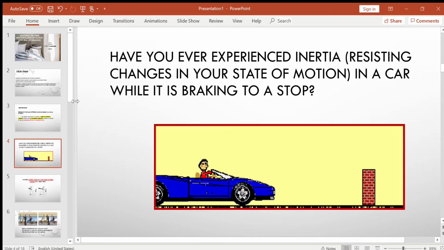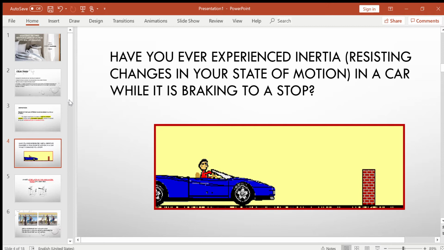So to explain more about the statement, I have a question for you: have you ever experienced inertia? Inertia here means resisting change in your state of motion, in a car while it is braking to a stop.